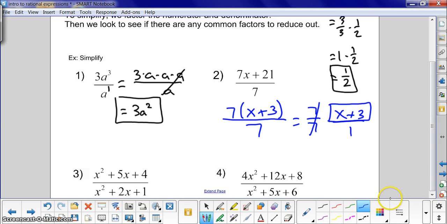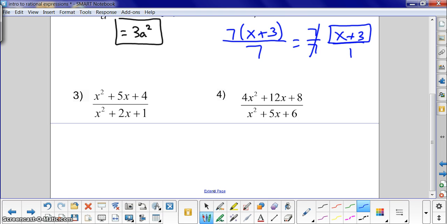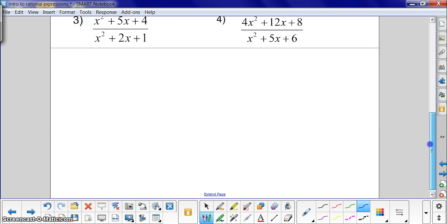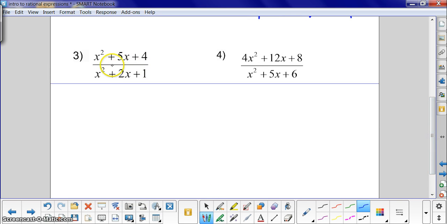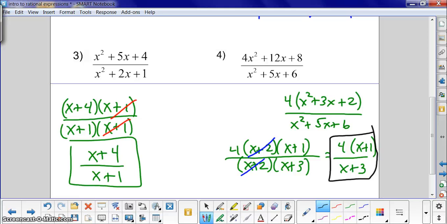Alright, we got a couple more problems hiding down here. So do me a favor, take a minute, factor number 3. Factor the numerator, factor the denominator, and see if either of those factors can be reduced. I'll give you a couple seconds. Actually, take your time.